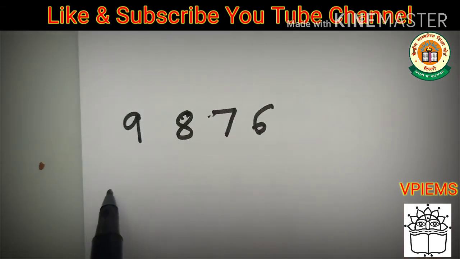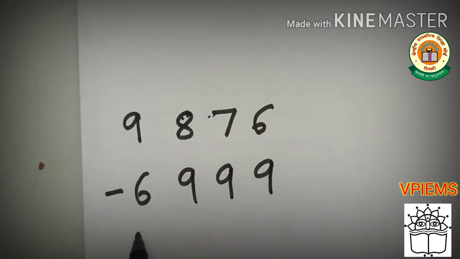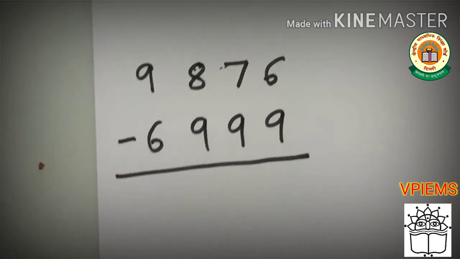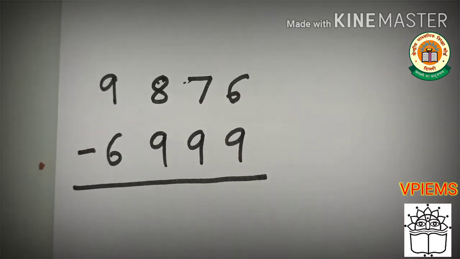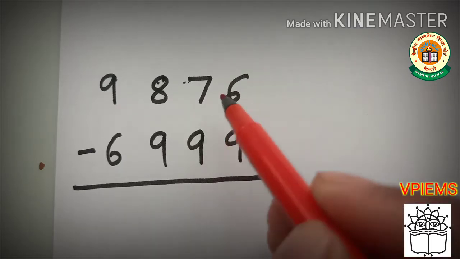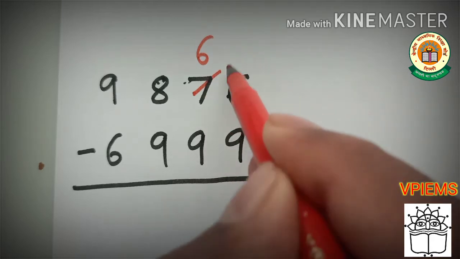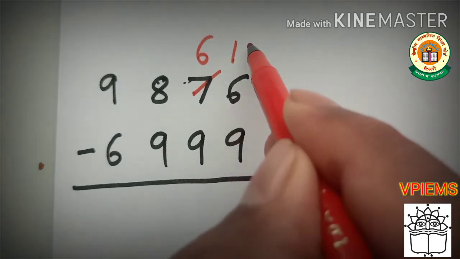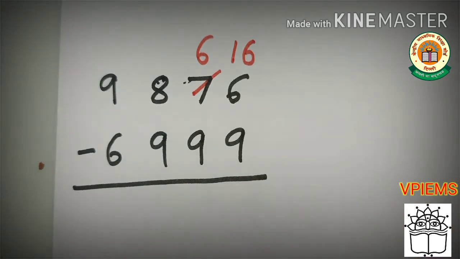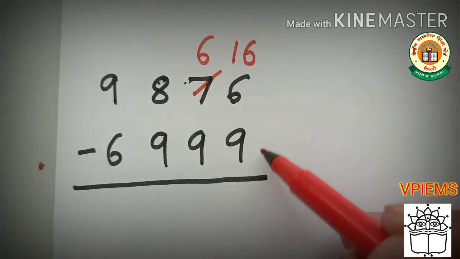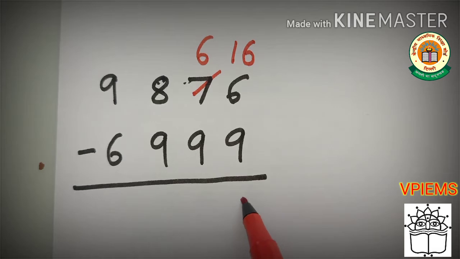9876 minus 6999. Now we are subtracting. Now see here, 6 is smaller than 9. So what we have to do, we have to take a borrow from the tens place. So here will remain a 6 and borrow is a 10. So this is a 10 and this will be 6. So 10 plus 6 will become a 16. So 16 minus 9, here 16 is greater than 9, so we can subtract easily. So 16 minus 9, there will be 7.